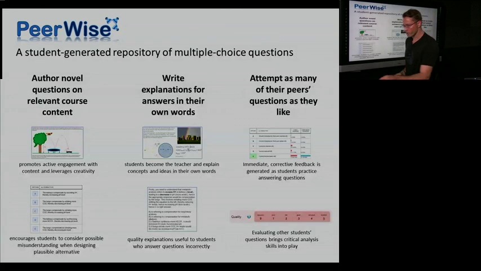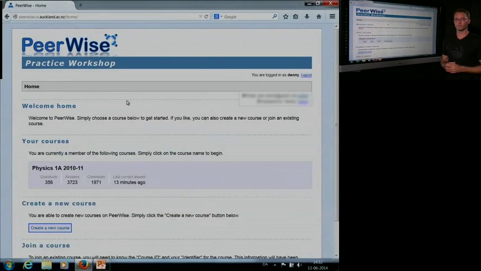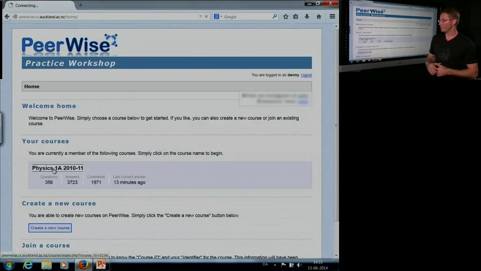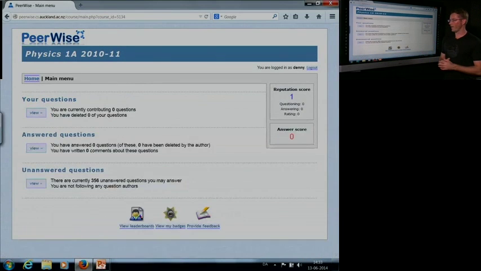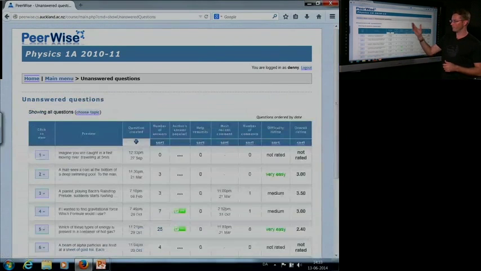So what I'm going to do now is just show you a very quick demonstration of PeerWise from the student's perspective. What we have here is a PeerWise course on introductory physics, and let's say that a student wants to investigate and have a look at the questions that their classmates have created. So to do that, they would click on the View button in the Unanswered Questions section, and you can see in this particular course there are already 356 questions available. So clicking on that View button reveals all of the questions that are currently in the repository.